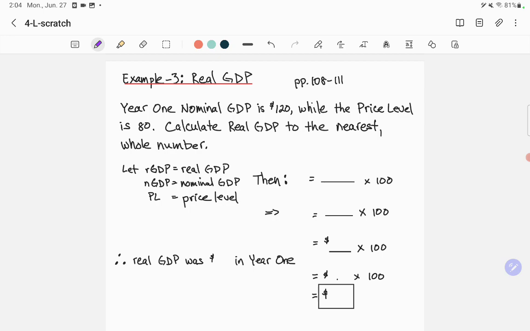So, real GDP. Year one nominal is 120 Pakistani dollars, while the price level is 80. Calculate real GDP to the nearest whole number. How many decimals in a whole number?